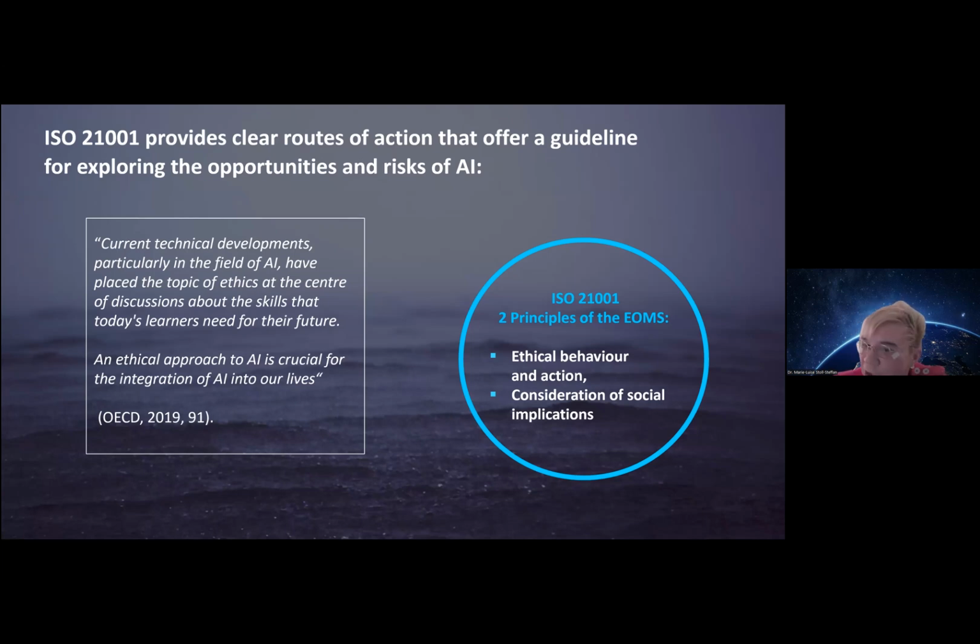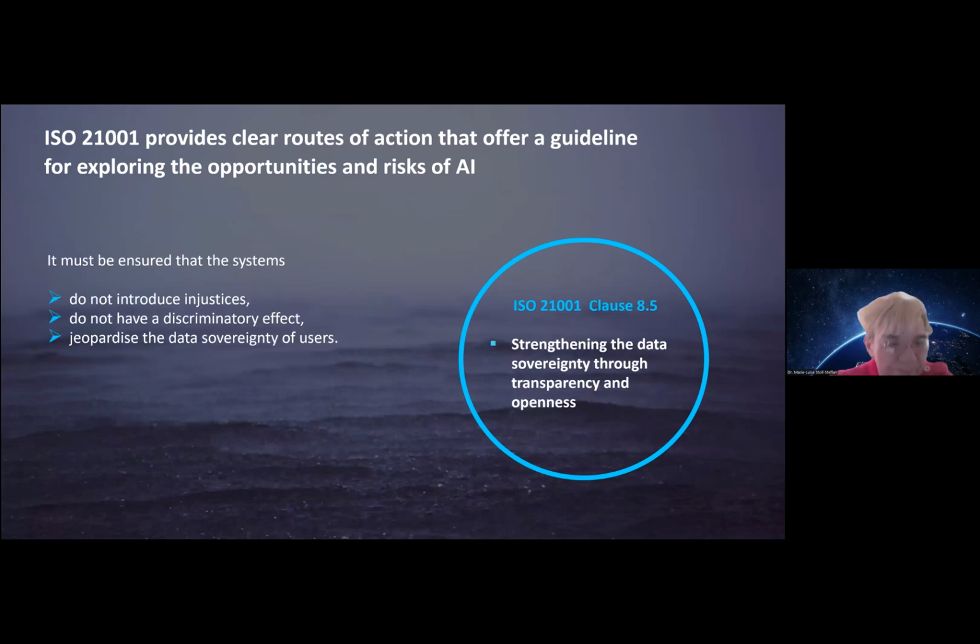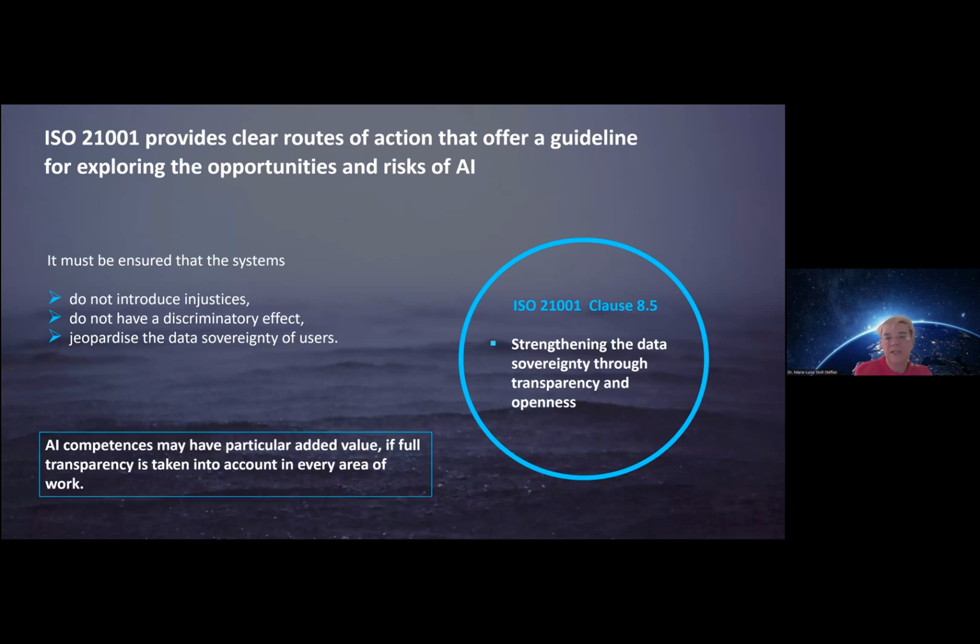But the 11 principles are non-negotiable. And these 2 apply to all processes in an organization, not only to 1 or 2. So it must be ensured that the systems do not introduce injustices, do not have a discriminatory effect, or jeopardize the data sovereignty of users. And if you look at some clauses here, just an example, in clause 8.5, strengthening of the data sovereignty through transparency and openness is a requirement. So AI competences may have particular added value if full transparency is taken into account in every area of work.